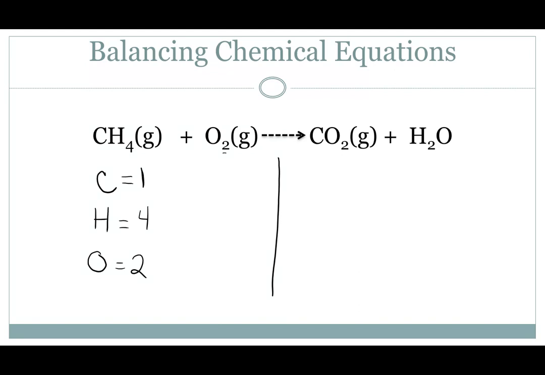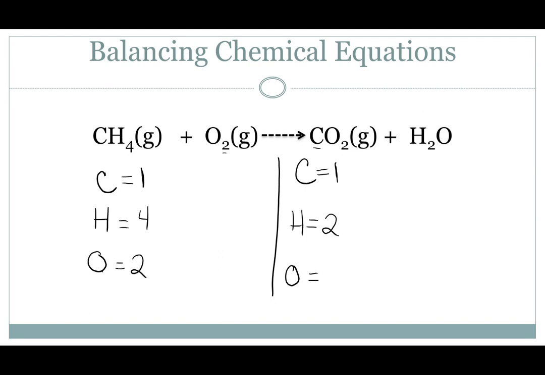Just a helpful hint here. On the reactant side, I wrote carbon, hydrogen, oxygen. Just for ease, you should probably write carbon, hydrogen, oxygen on this side too, because you're going to bounce back and forth, and it'll just be easier if they're right across from each other. All right, so looking at carbon on the product side, I've got 1 atom of carbon. Looking at hydrogen, I've got 2 atoms of hydrogen.